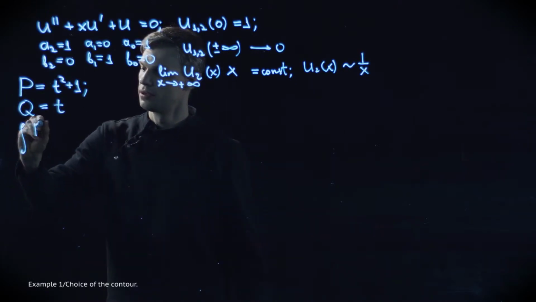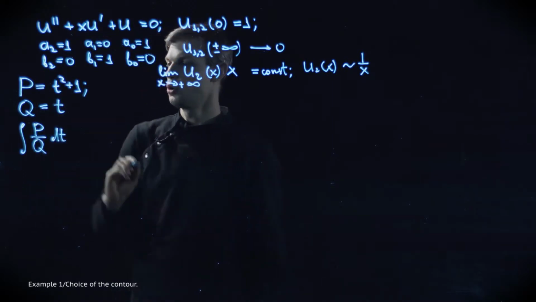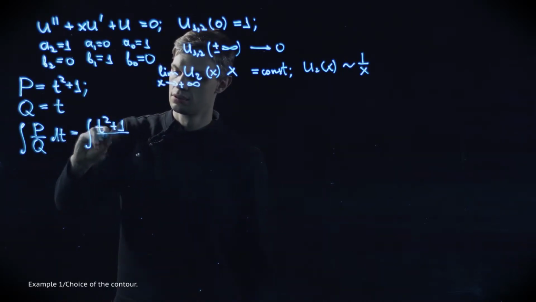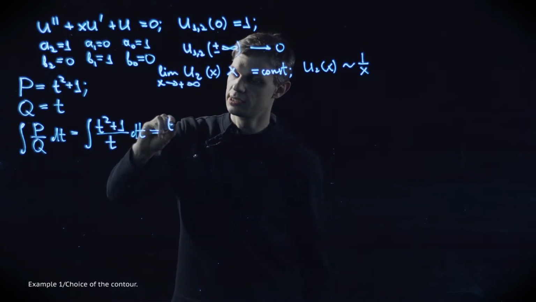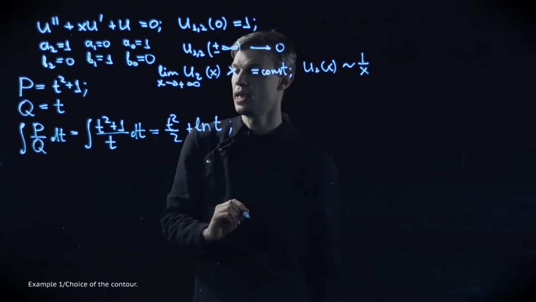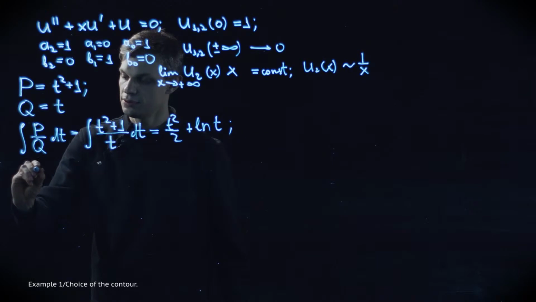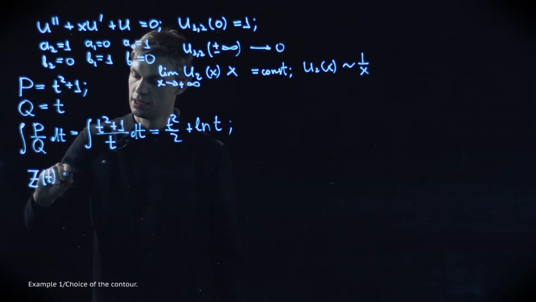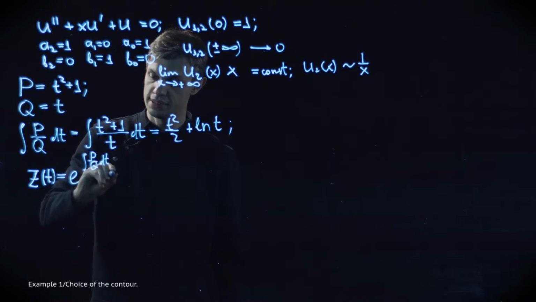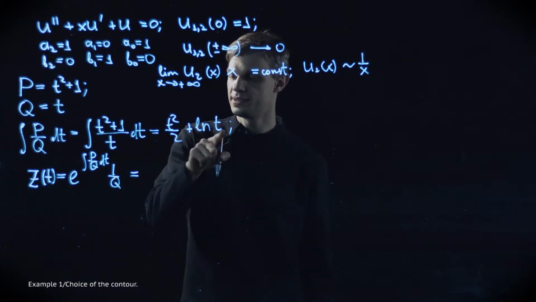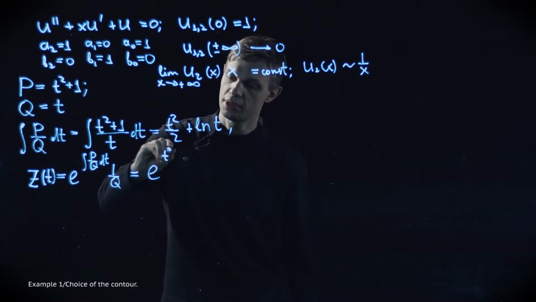Now we perform the integration of P over Q, which is simply t dt, which gives us t squared over 2 plus log of t. And finally, we write down our functions, which fix the structure of our solution. So the z function is, as you remember, e to the integral of P over Q dt, times 1 over Q, which is e to the t squared over 2 times t over t. So it's e to the t squared over 2.